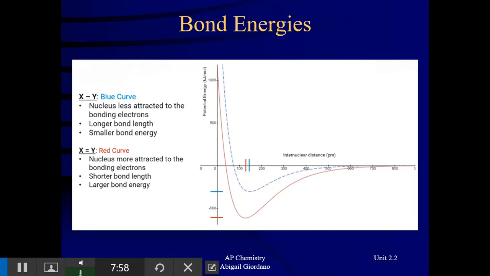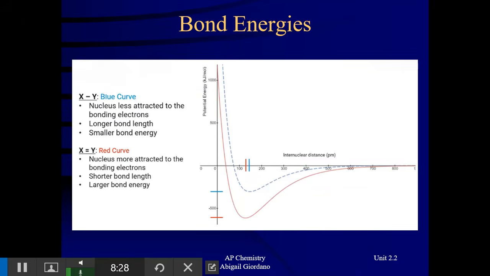The double bond curve, the distance between the two atoms is ever so slightly to the left, okay? This double bond dip, the minimum, is at a shorter distance than the single bond curve. And we just talked about that. Double bonds are slightly shorter in length than single bonds.